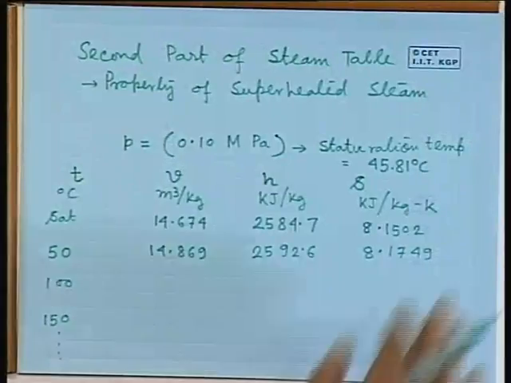This will be clear when we will solve some problem, and probably sometimes we have to go for double linear interpolation, means linear interpolation we have to do for two different parameters. So, that is what we will learn when we will solve some problem. So, this is all regarding the description of steam table, and the steam tables are available by different publishers.